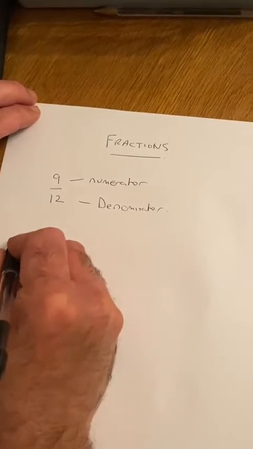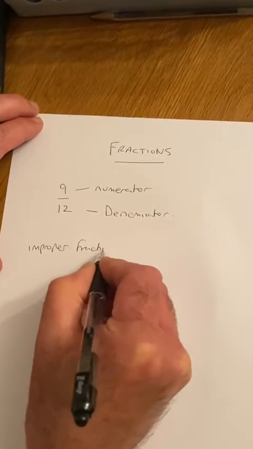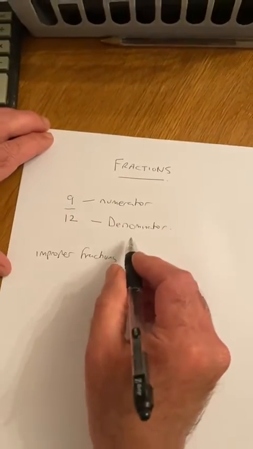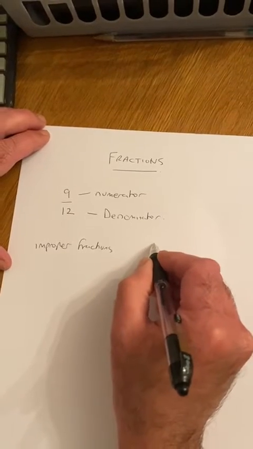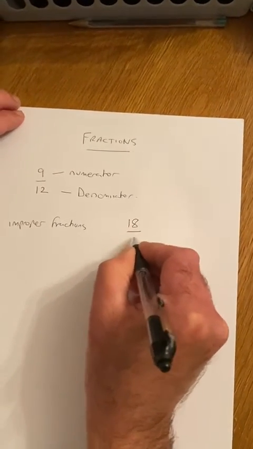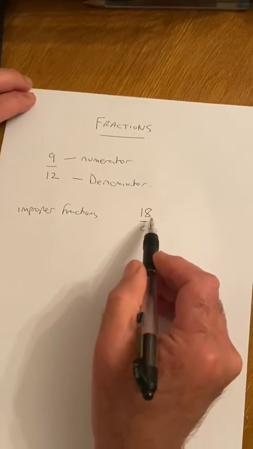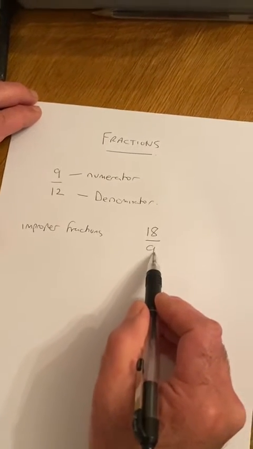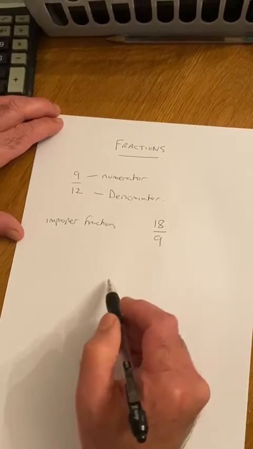You can have what we call improper fractions, where the top number or the numerator is larger than the denominator. Let's take an example, 18/9. Here we have an improper fraction because the top number or the numerator is bigger than the bottom number, which is the denominator in this case. 18 is bigger than 9.